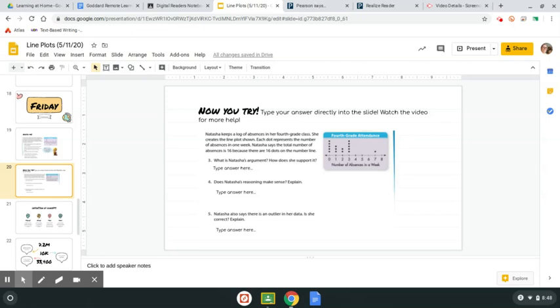Okay, so we need to talk about what's Natasha's argument and how does she support it. Let's examine this line plot first. Okay, so we have 0 to 8, and this is fourth grade absences, a number of absences in a week. Okay, so each of those dots represents a week. Okay, so in 1 week, there was 7 absences.